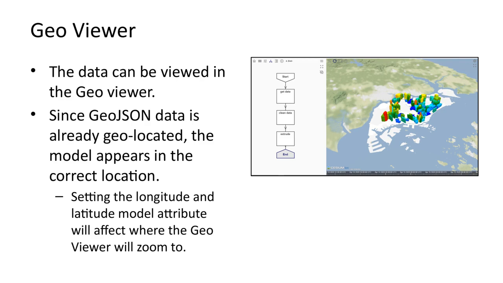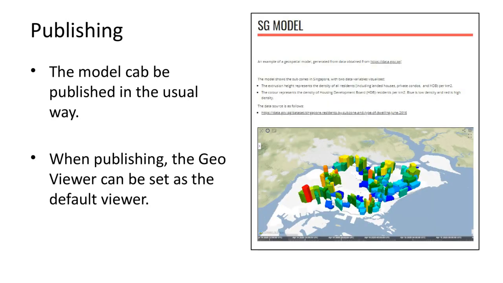The default longitude and latitude in Mobius is already set to be in Singapore. So in this case, there was no need to set any longitude and latitude. The model can be published in the usual way, just like any other model.